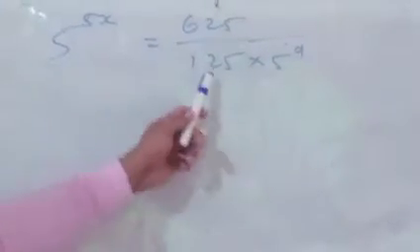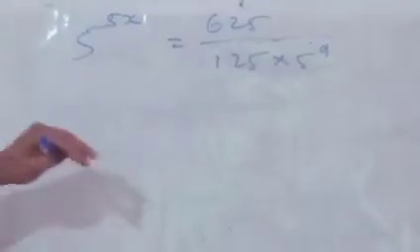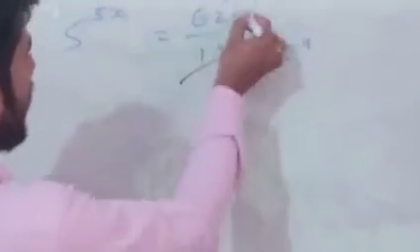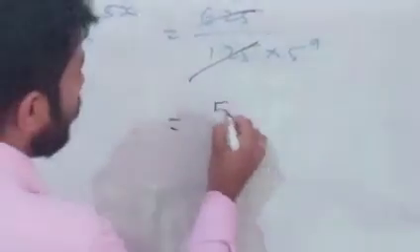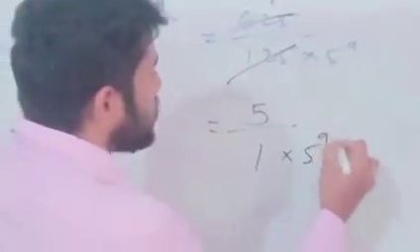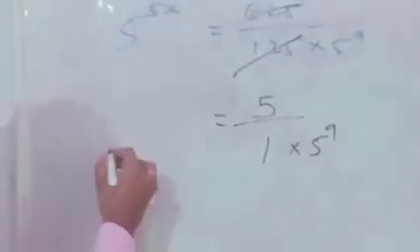Now we can write 5 raised to the power 5x, which is equal to 625 divided by 125 into 5 raised to the power 9. 625 we can write as 5 raised to the power 4, and 125 as 5 raised to the power 3. If I write it that way, it may cause some confusion, that's why I wrote like this only. Now we can cut this 125 and 625, then it becomes 5 by 1. 125 into 5 is 625, that's why I wrote like that. Then the balance is 1, and the remaining thing is 5 raised to the power 9.